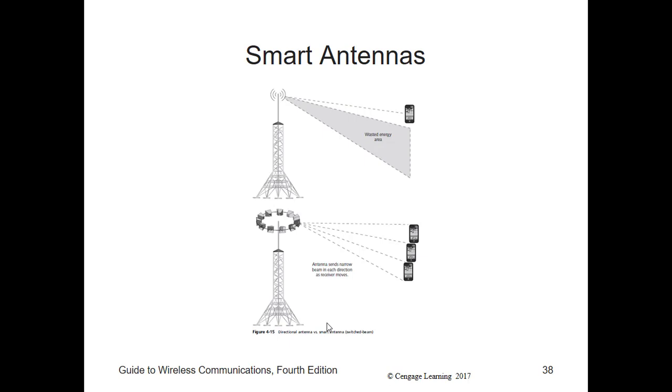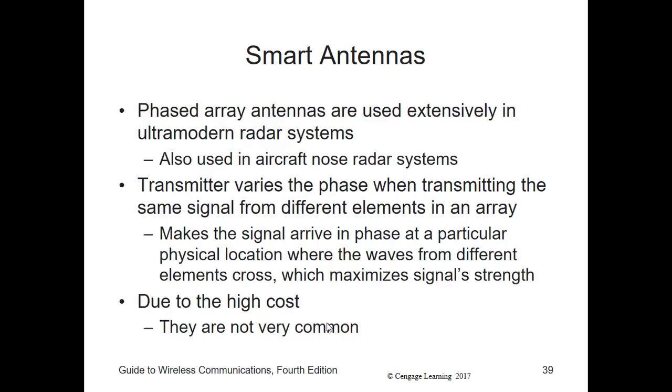Now, the processor is also able to determine the relative position of the mobile device by calculating its position based on the time difference of receiving a signal in different antennas, as well as the strength of the signal. Phased array antennas are used extensively in ultramodern radar systems.